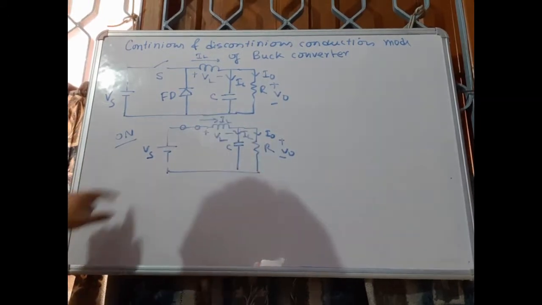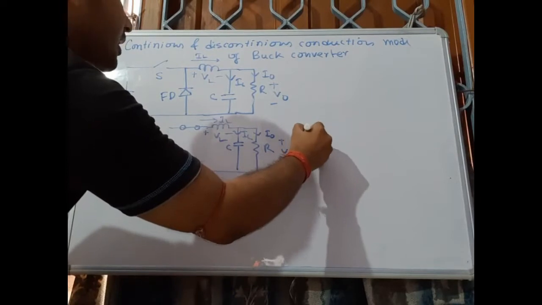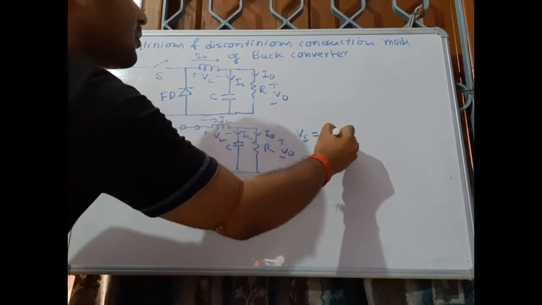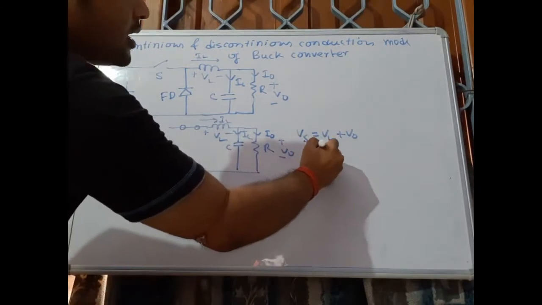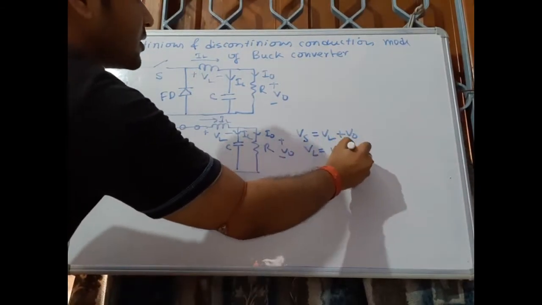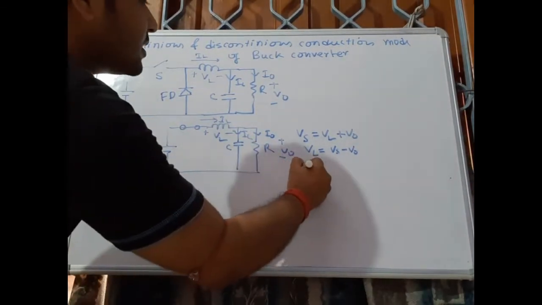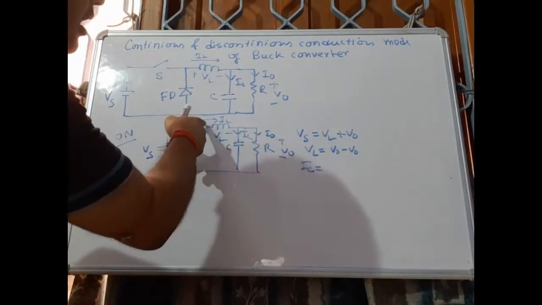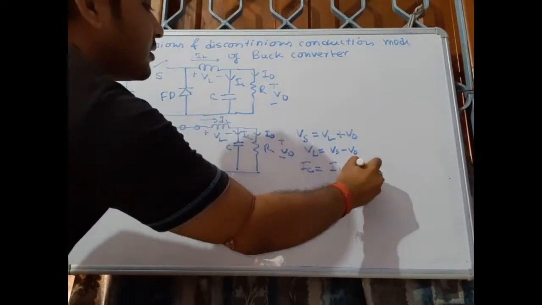Okay, now if we apply KVL, we have Vs equals VL plus V naught. Okay, so VL equals Vs minus V naught. Okay, and what is IC? IC equals IL minus I0.